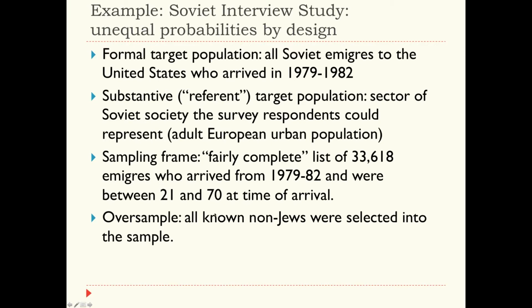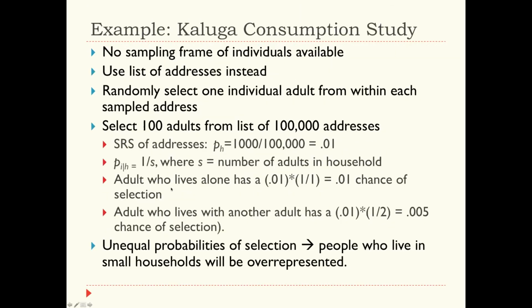However, they had an oversample, actually of 100%. They interviewed all non-Jews, or they tried to anyway. They selected all non-Jews into the sample. That's because Soviet immigrants to the United States were overwhelmingly Jewish. But they wanted to also be able to say something about non-Jews, and if they hadn't oversampled, there just wouldn't be enough cases to make inferences about them.